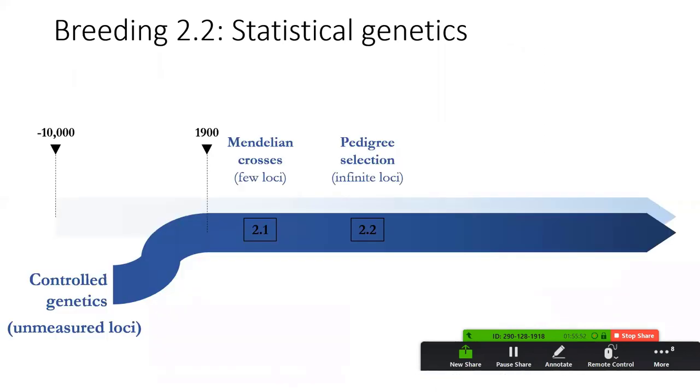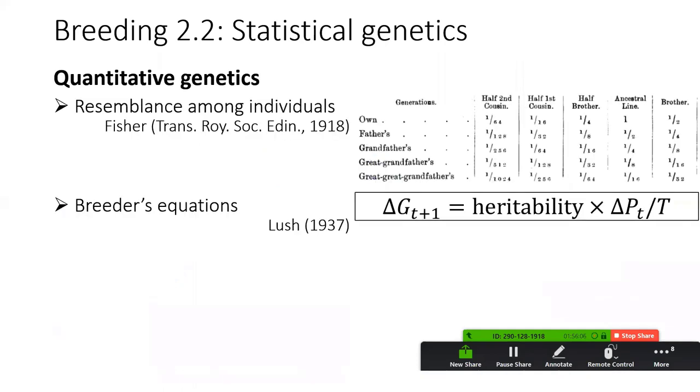And so then, moving from this approach, there still needed to be a theory about how to integrate multiple loci controlling a particular trait. And a strong contribution was from Fisher, who founded statistics in 1918. And one very impactful contribution was how to quantify the resemblance among relatives.